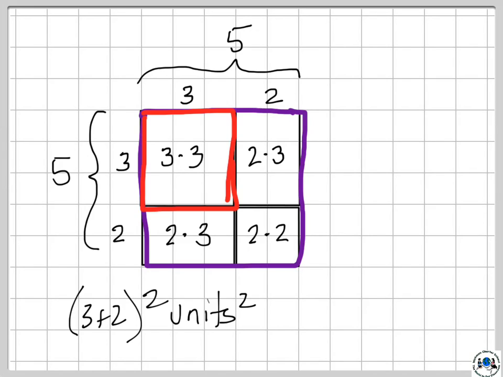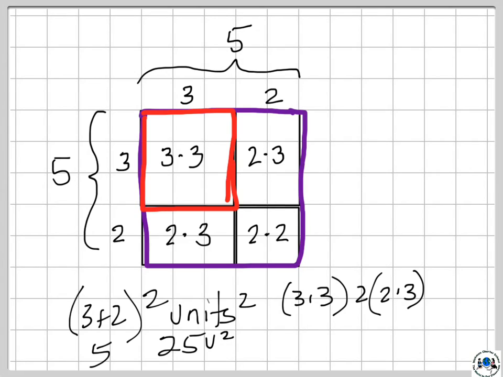So 3 plus 2, of course, is 5. 5 squared is 25, so it's 25 units squared. Or we could do it as the sum of all the different regions, and again we have 3 times 3, and then 2 of the 2 by 3s, plus 2 times 2. Then we have 9 plus 12 plus 4, which is going to equal 25 units squared as well. So different ways to depict that, or to calculate that.